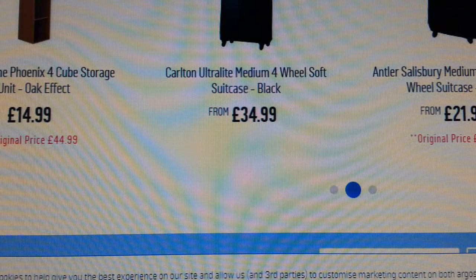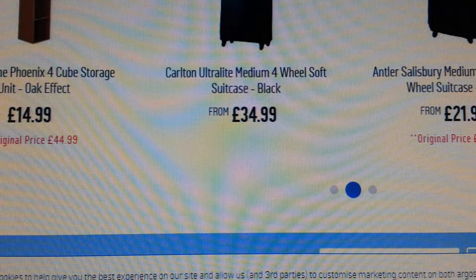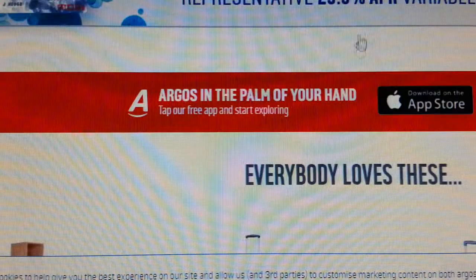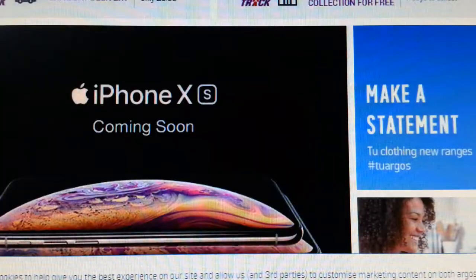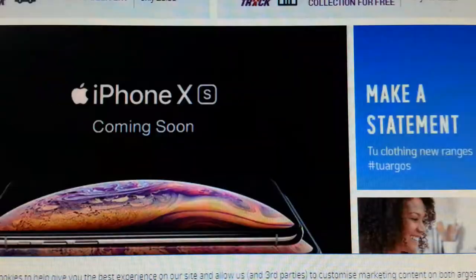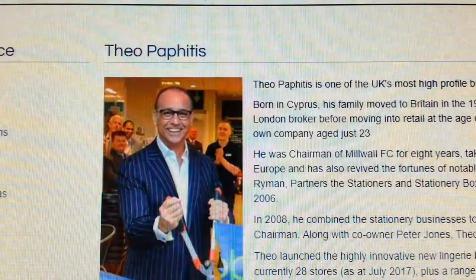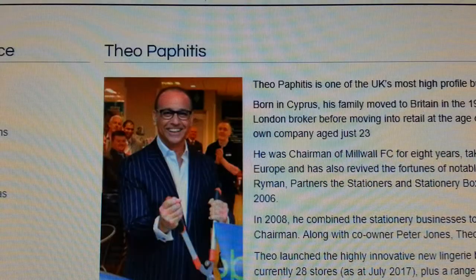Original price 529, £100 knocked off to 429. There we go. So they're giving us all this information. Look, we don't need to work hard at it to find information. It's all there.